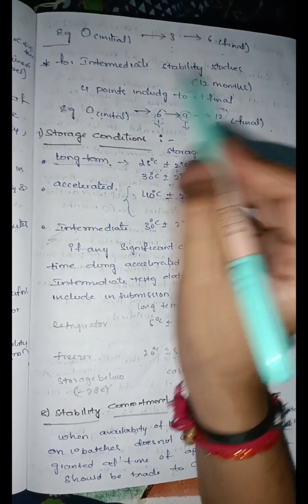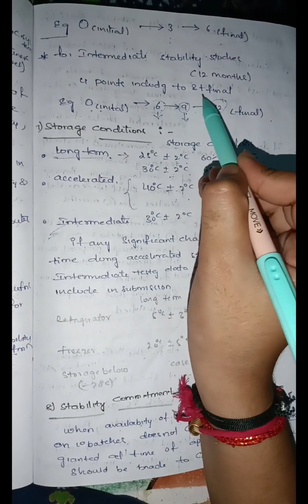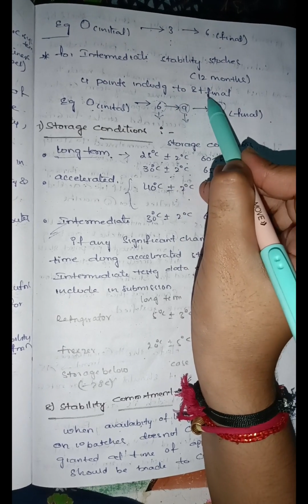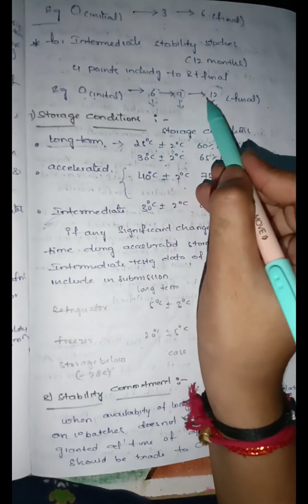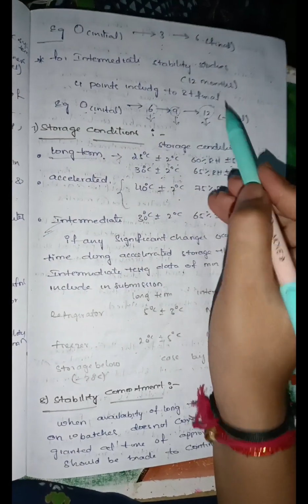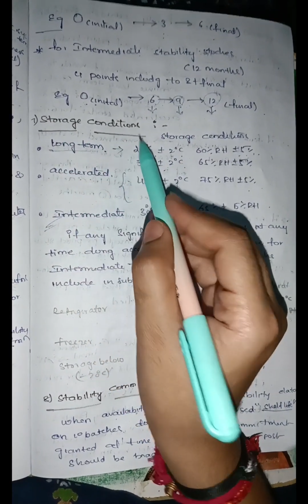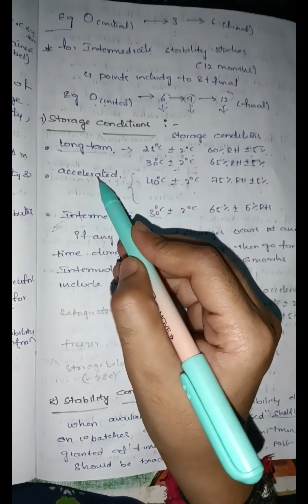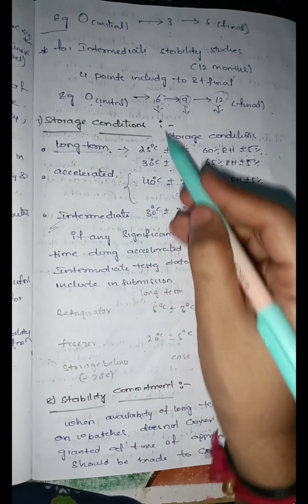Intermediate stability studies include 4 points, from T initial to T final, that is 0, 6, 9 and 12. This is the initial time and this is the final time interval. And next one is the storage conditions. In storage conditions, long term, accelerated and intermediate conditions are mentioned here.